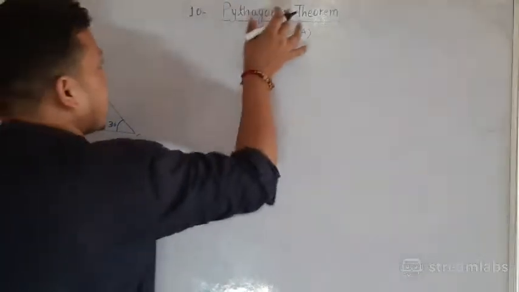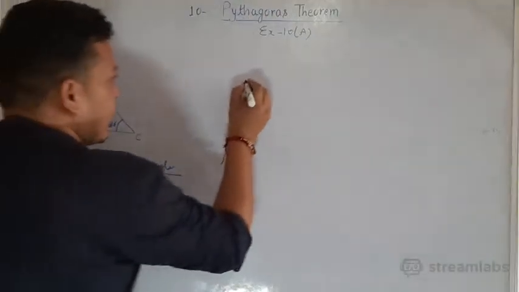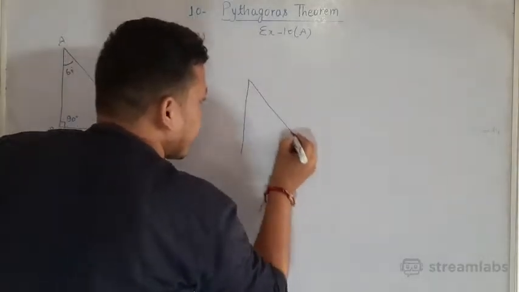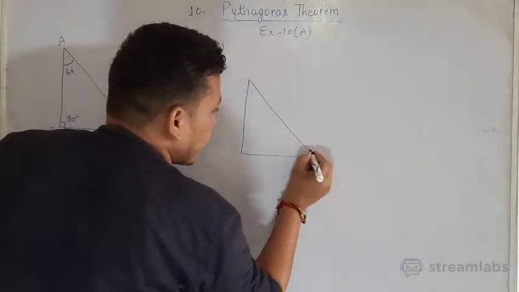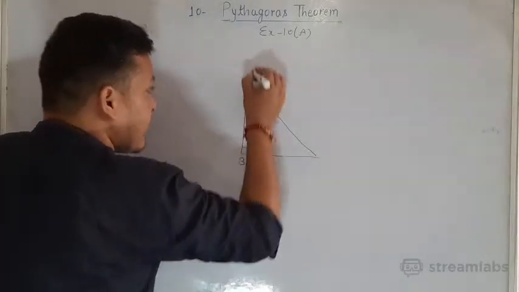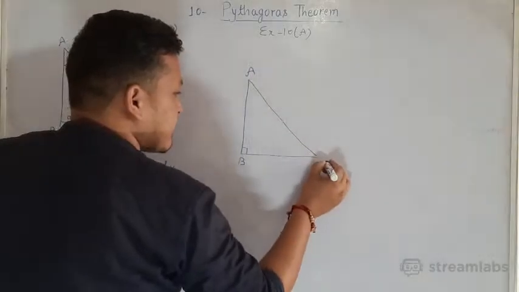Now the next and the main topic is Pythagoras theorem. So in a right angle triangle, first of all we have to learn the basic things that are essential for starting the chapter. Let this angle be 90. Let the point be B, here is A and here is C.